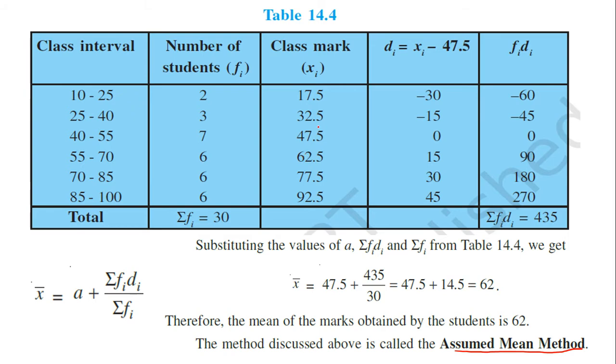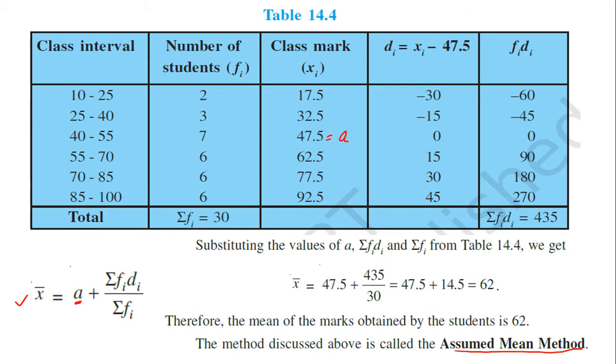But now see here, I can see something new, that is di. Now you will say, sir, what is this di? Such a new term has arrived. So di is nothing but xi minus a. Here 47.5 is written because people have assumed 47.5 as a. And a is what? Assumed mean. That will come in the formula. This is the main formula of assumed mean, so you must remember this formula. You cannot forget it. You have to memorize it.